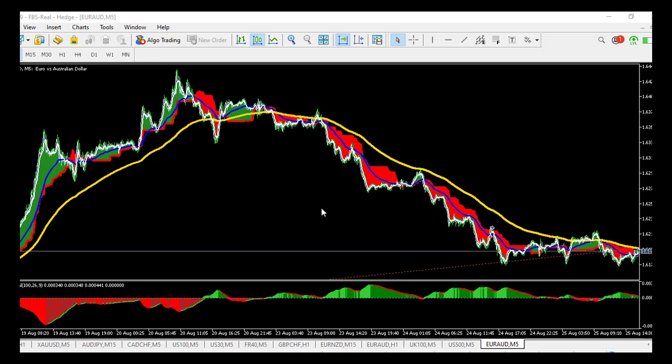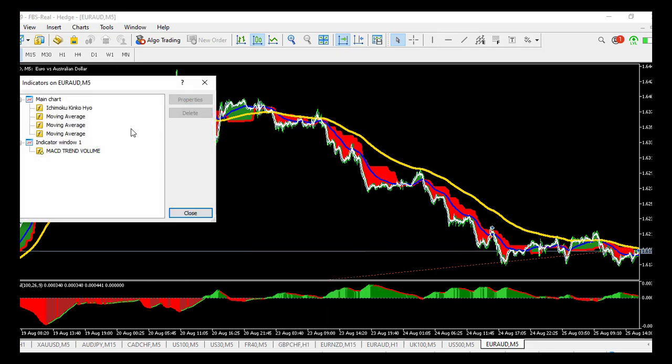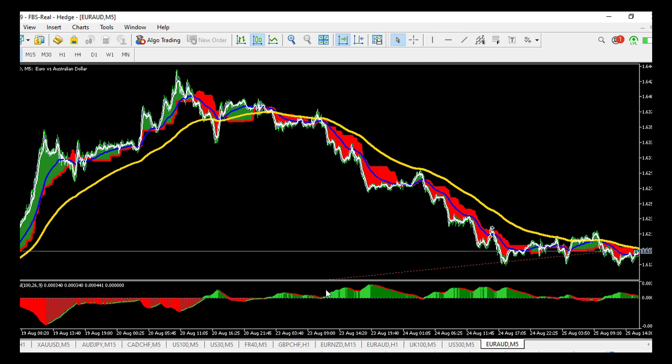Now I want to show you how to use a simple combination of indicators. Let me show you what I have here on my screen. I have the Ichimoku cloud, moving averages, and the MACD trend line, and the setting for this MACD is different from the normal setting.